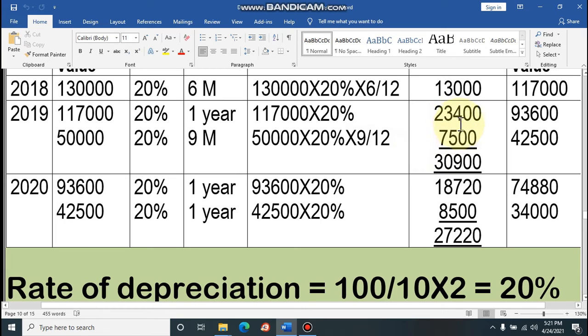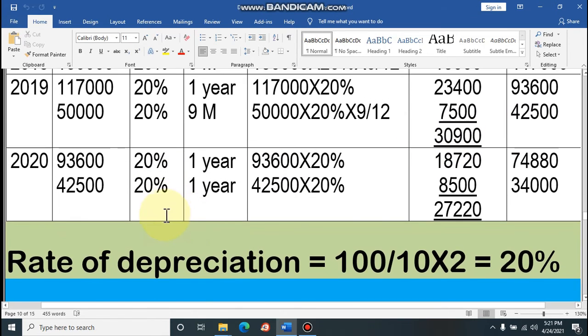So 23,400 for the first machine. For the second machine 7,500. So total is 30,900. And the closing value of the second machine is 50,000 minus 7,500, it is 42,500.